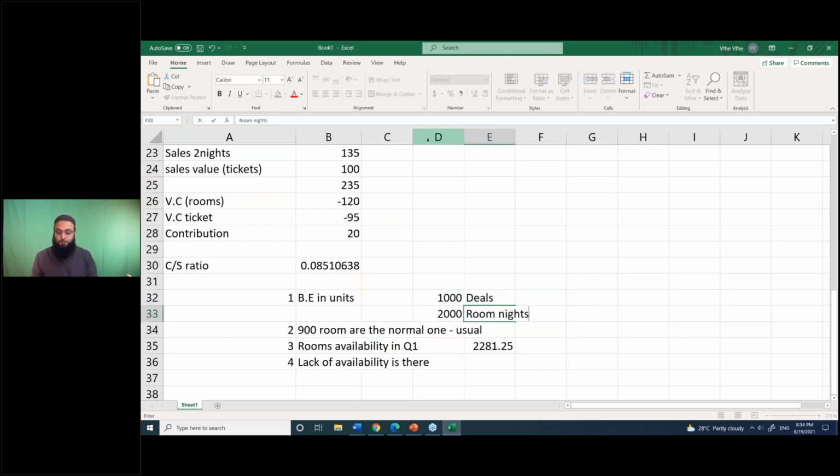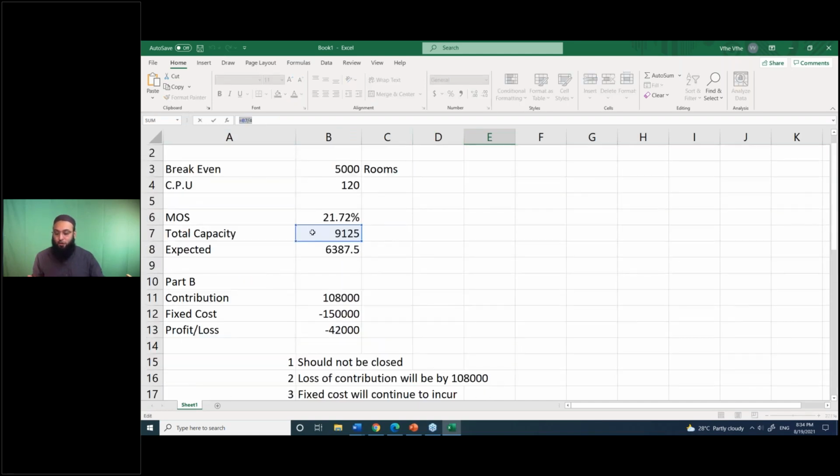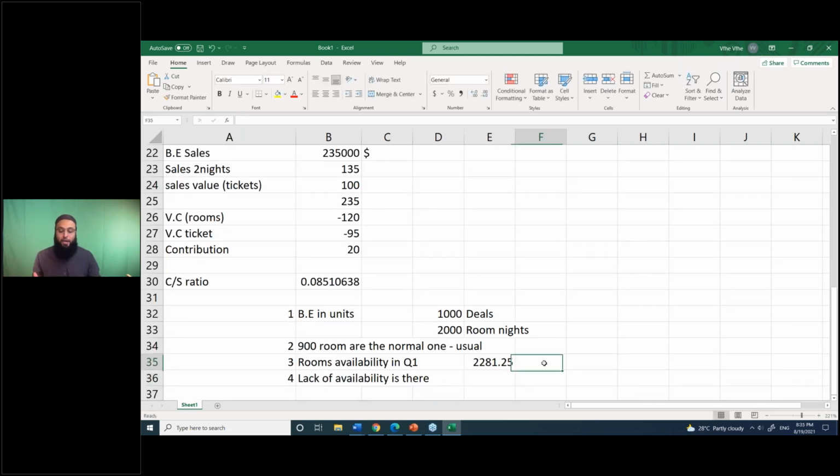That's the question. Now, if you just see here, you have a total 9,125 capacity annually, 25 rooms into 365. So the total rooms you have is 9,125 for the entire year. So I divided this by 4 quarters to work out the quarterly capacity of the rooms. Once I divided it by 4, my answer is 2,281 room capacity availability I have.